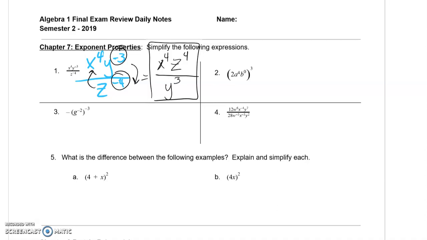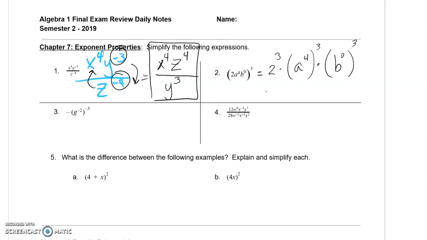For number 2, we're raising this quantity, 2 a to the fourth b to the 0, all to the third power. Since there are no addition signs, we can give every single one of the bases in there that exponent of 3. So what does that look like? It looks like 2 to the third times a to the fourth to the third times b to the 0 to the third.